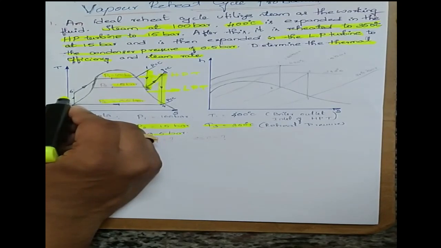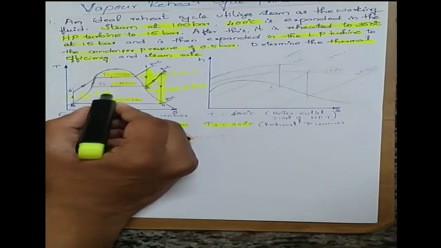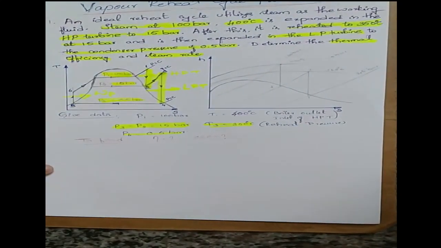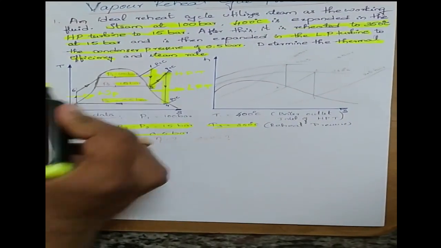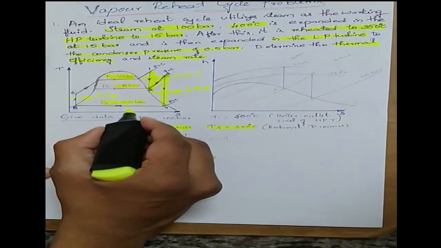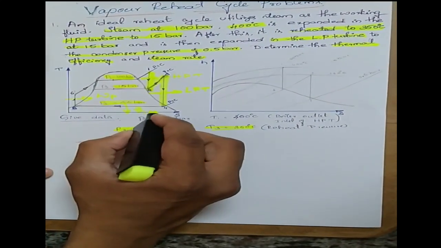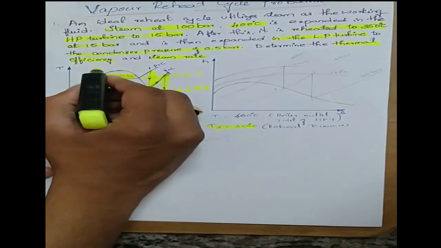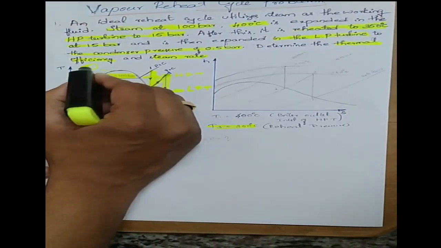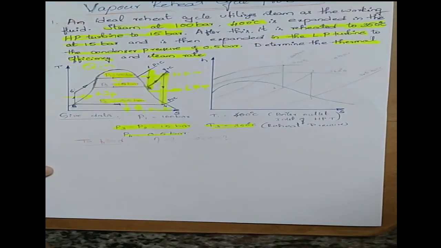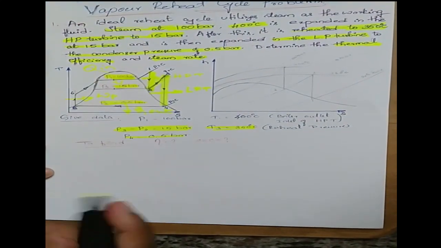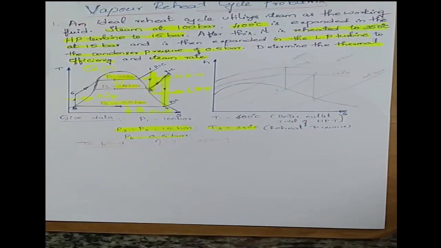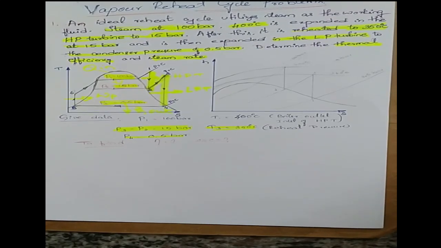Next, 5 to 6 is the work done by the pump, and here it is heat rejected, Q out, and here it is heat addition. There are two heat additions, one is reheat, the other one is the boiler. Okay, so we'll see what the formula of efficiency is.